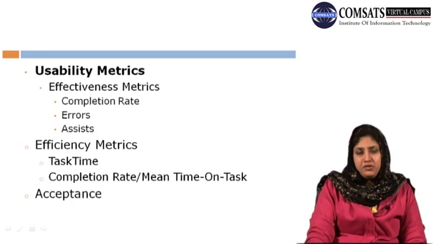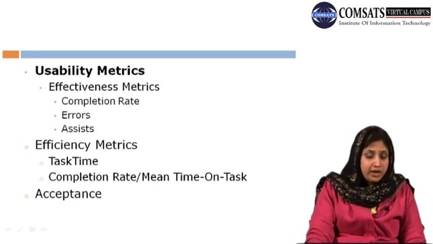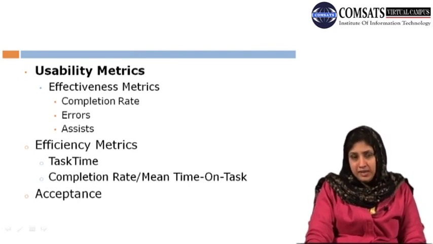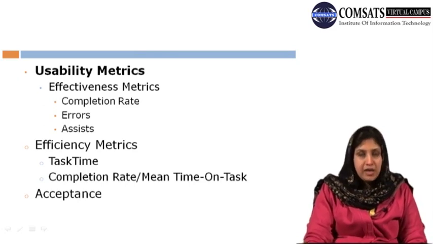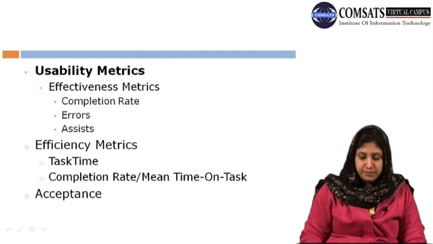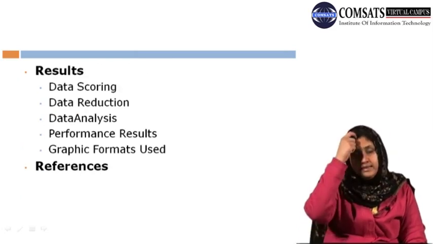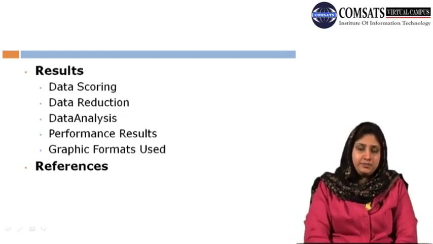Now, what can be usability report metrics? Well, you can have a completion rate, you can have error analysis, you can have assistance analysis. And efficiency metrics will involve task time or completion rate or mean time on task rate, and then you will also talk about the acceptance of the product. And this work will lead you to your results section.